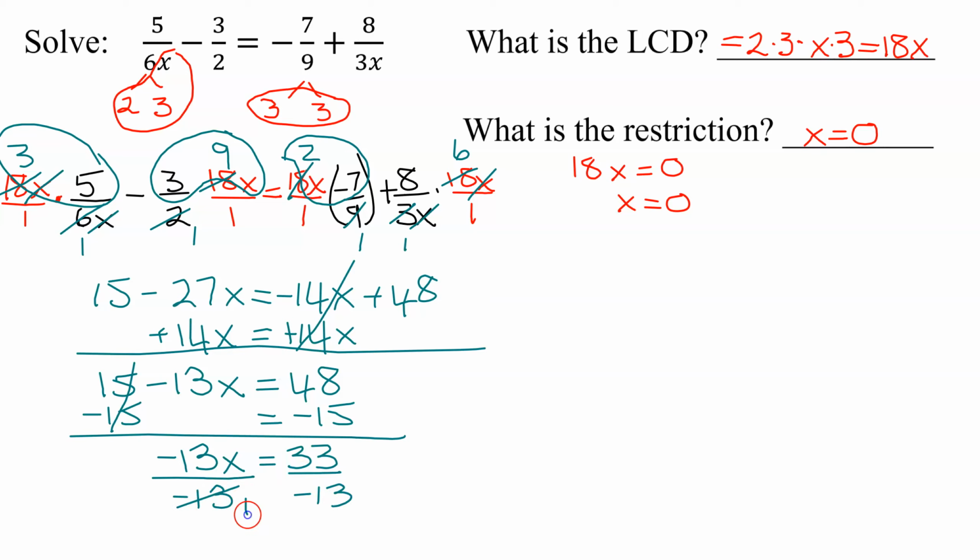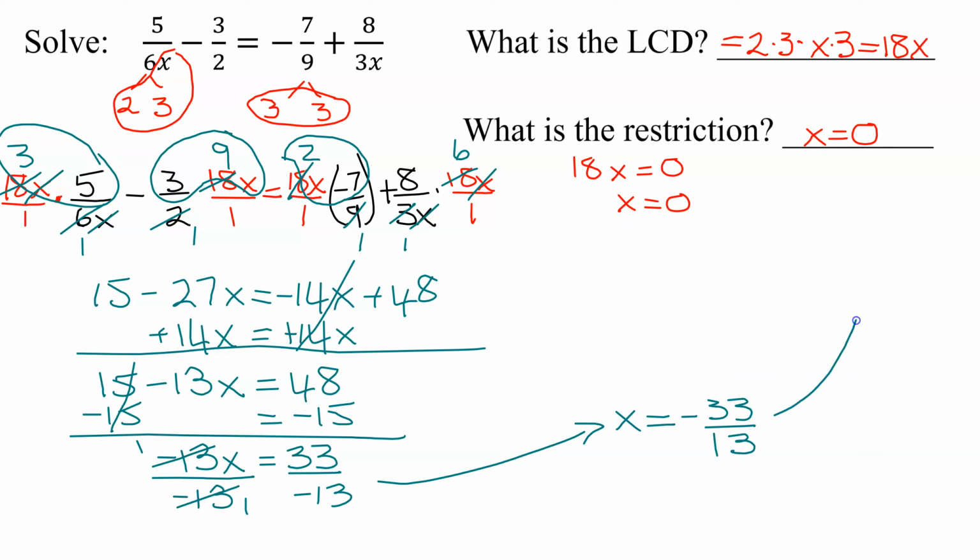This isolates the x on the left-hand side, and since I'm running out of room, I'm going to have x equals, does anything reduce here? No, nothing reduces, so it's negative 33 over 13. And yes, don't panic, the answer can be a fraction.